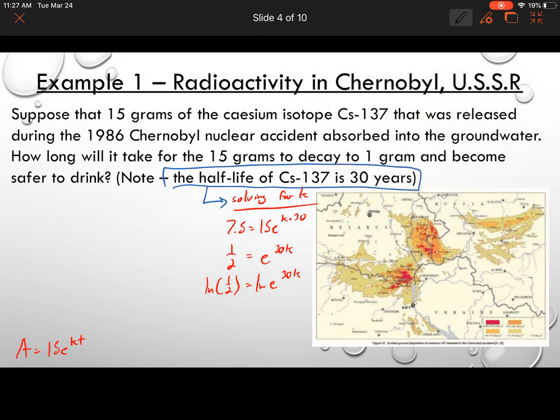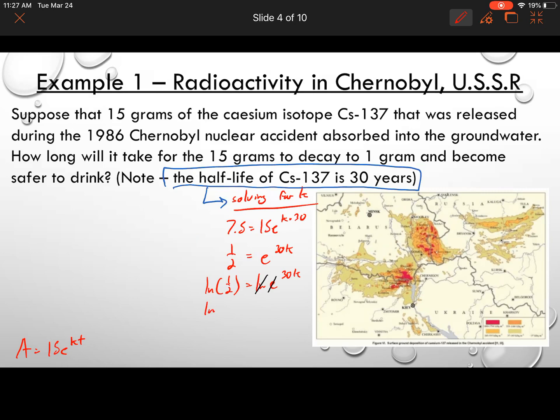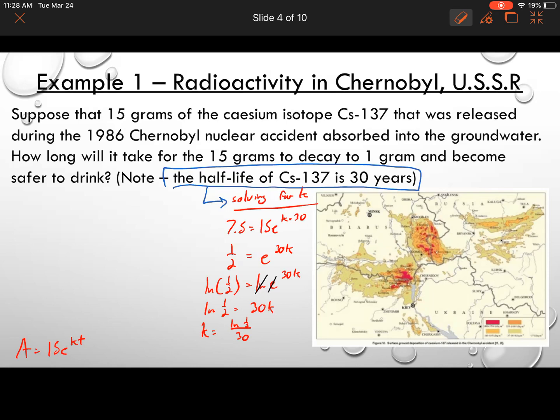Okay. So once again, e and ln cancel out. So now we're just left with ln of 1/2 is equal to 30k. So k is going to be equal to ln of 1/2 divided by 30, which I think is actually safer to just leave like that. Don't approximate, especially on the AP exam. You want to use the exact answer, so just leave it as ln of 1/2 over 30, and use that answer as we do our calculation for the final answer.